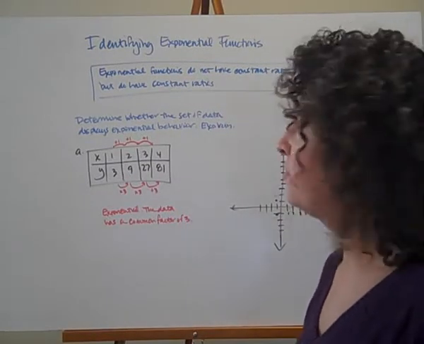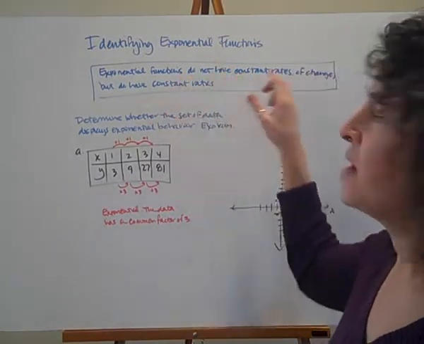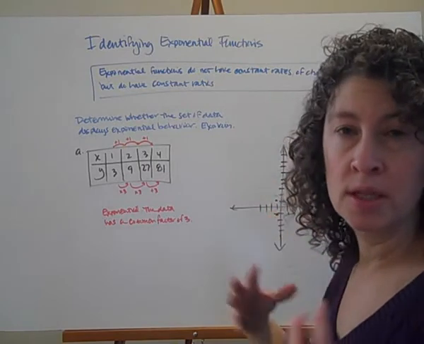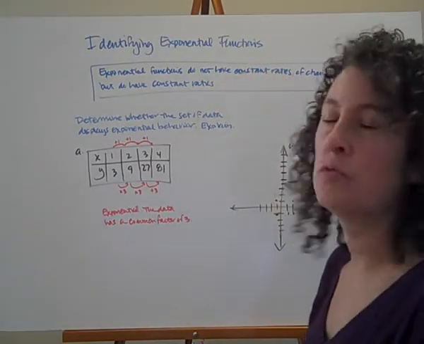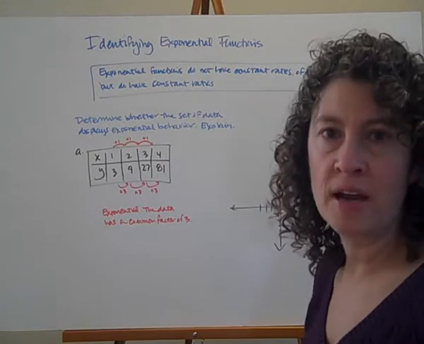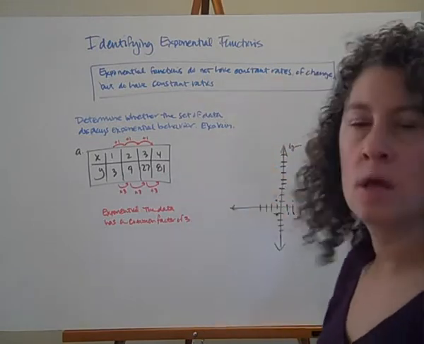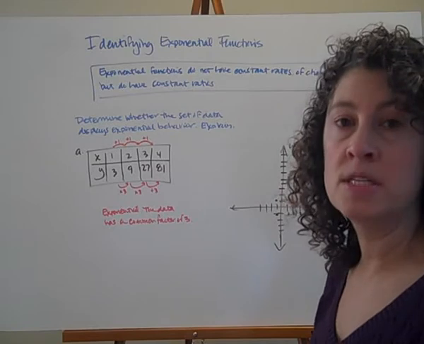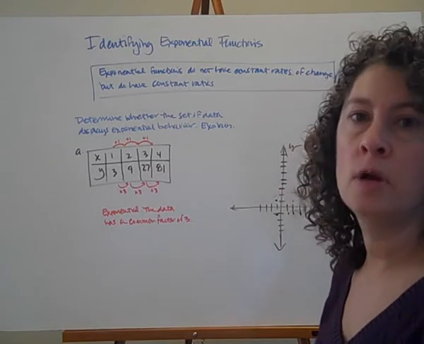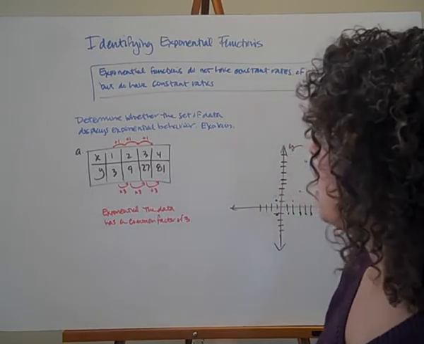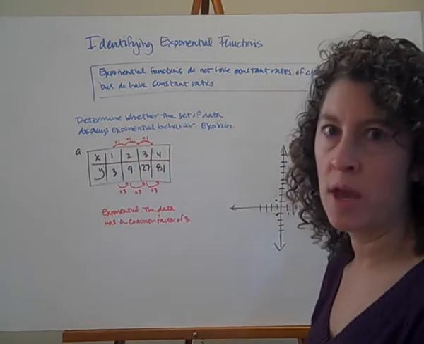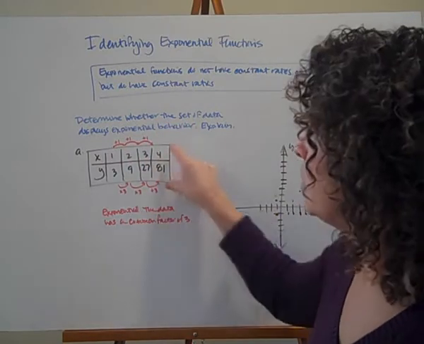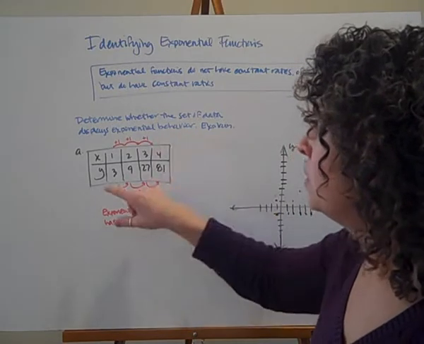Identifying exponential functions. Exponential functions do not have constant rates. So we've been looking at linear functions that have a constant rate of change. These have a constant ratio or a common factor. Whereas with a constant rate of change we were looking for a common difference, here we're looking for a common factor. So we're going to determine whether each of these sets of data displays exponential behavior, and we're going to explain why. Here we have this table, and we're going to see what we have in common.